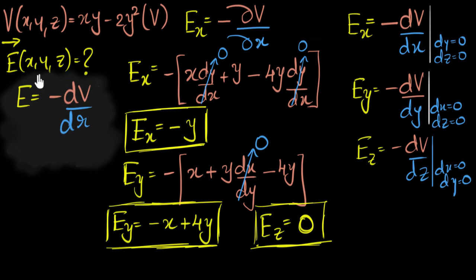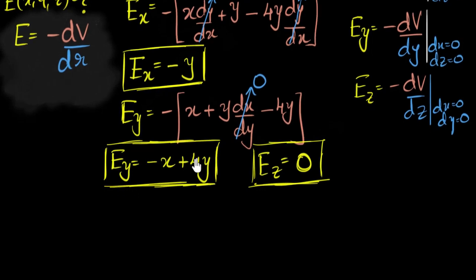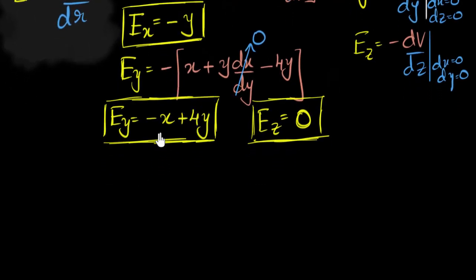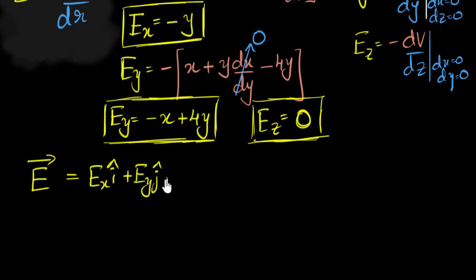So finally, what is the electric field vector? Let me make some space. All right, so now that I know all the three components, I can now say that my electric field vector at any point in space is going to be, let me do it step by step so there'll be no confusion, Ex i cap plus Ey j cap plus Ez, the z component, times k cap.